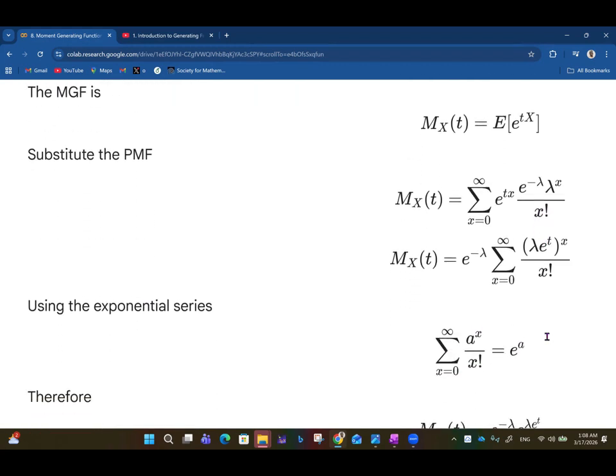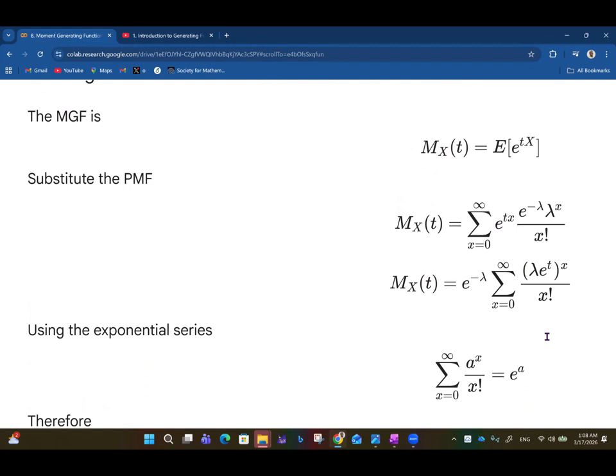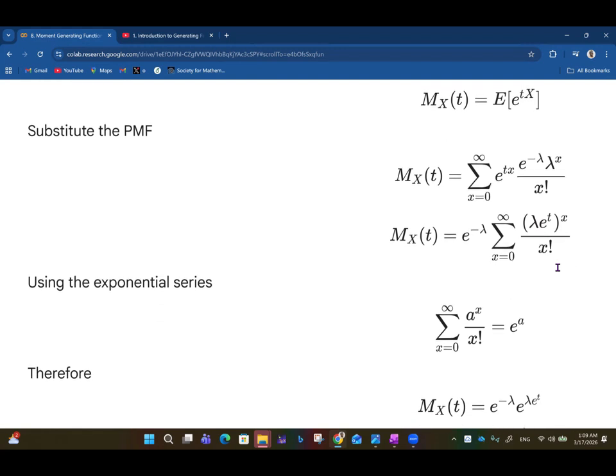Okay, and what do you do? You take the x's one after the other. Well, we can still tidy things up a little bit. So bring out the constant, which is e raised power minus lambda. And then this lambda is raised power x, so you can still leave it. So now you have the summation from x equals 0 to infinity of (lambda e raised power t) all raised power x, all over x factorial.